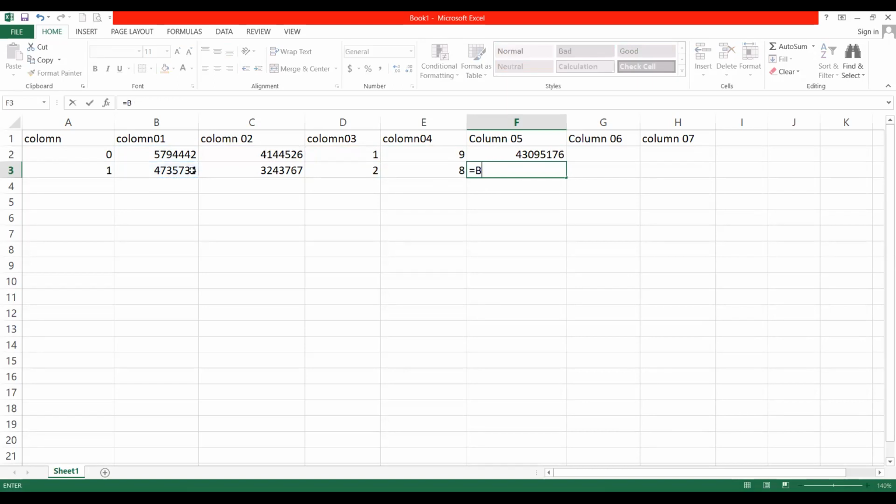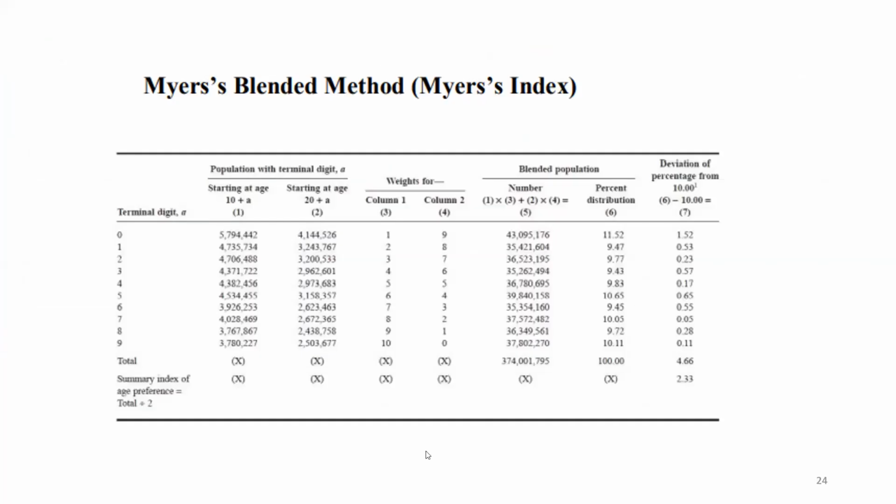We should multiply column 1 by column 3, and we need to add up the multiplication of the other columns. Okay, then these are the answers you should have. The students who did not understand the calculations yet, you can ask questions. This is the handout.